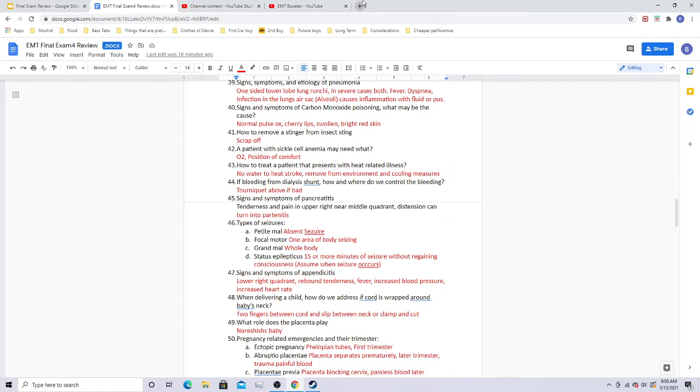What is the role of the placenta? It is to nourish the baby.